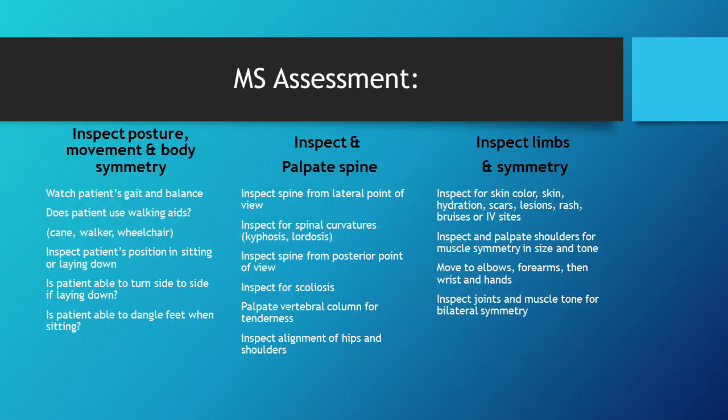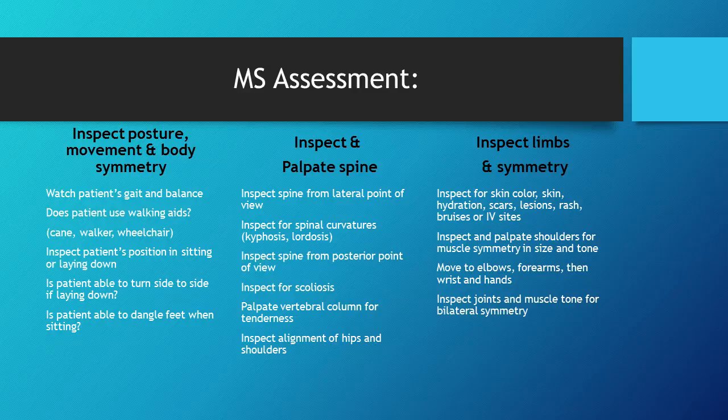During this assessment, you will also inspect and palpate the spine. You will inspect the spine from a lateral point of view, for spinal curvature such as kyphosis and lordosis. You will inspect the spine from a posterior point of view. You will inspect for scoliosis, palpate the vertebral column for tenderness, and inspect alignment of hips and shoulders. You will also inspect the limbs and symmetry.